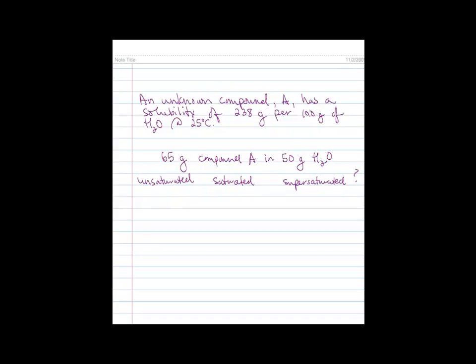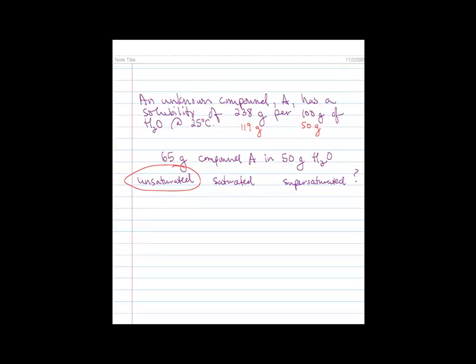So we have to halve the solubility. In 50 grams of water, 238 divided by 2 gives you 119. So if you had 119 grams in 50 grams of water, that would be saturated. So this is unsaturated.